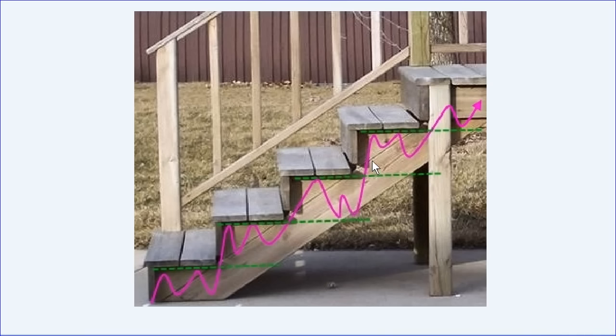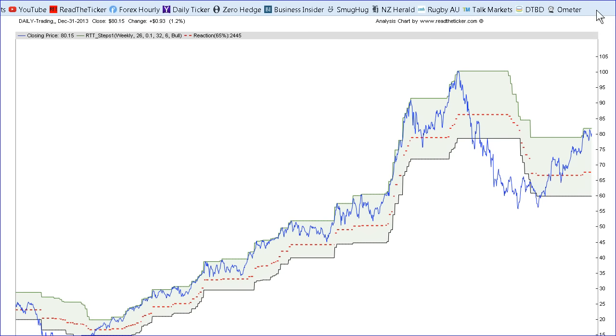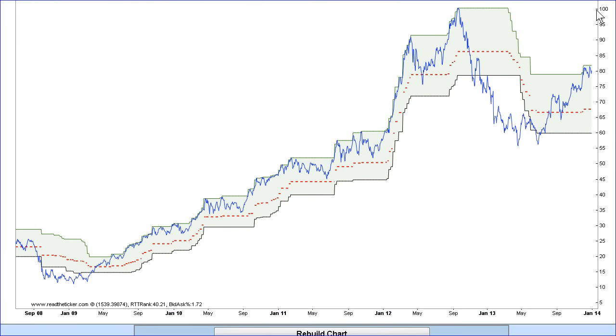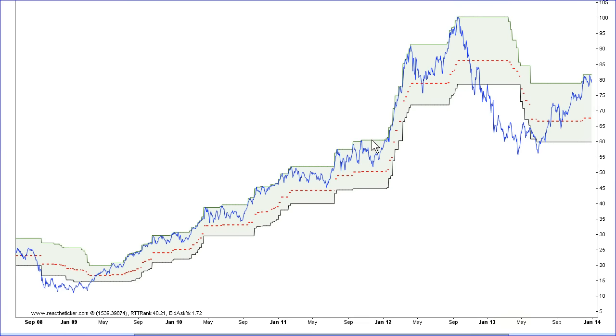This is the inspiration for our trend following tool called RTT Steps. Let me show you. Here we have the daily Apple chart from 2009 to 2013 with a blue clothesline. We have our RTT Steps indicator set at weekly 26.132.6 ball. Our reaction line or our pullback line at 65%. 65% is a setting between the upper step line and the lower step line.